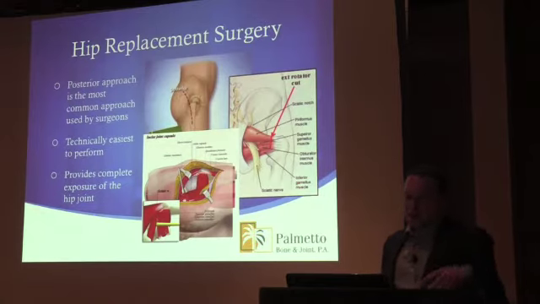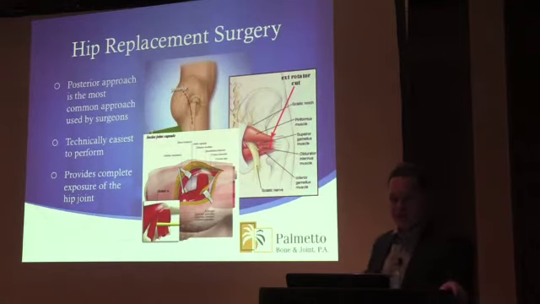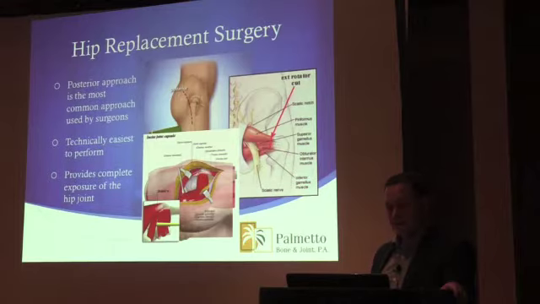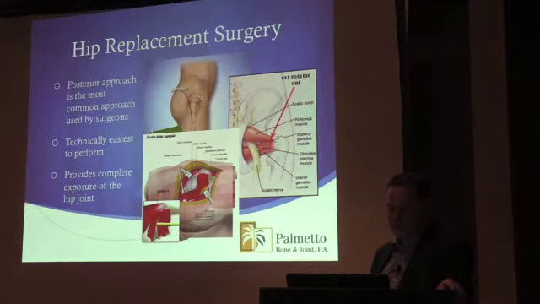All right, so when we talk about the different approaches for hip replacement surgery, the posterior approach is the most commonly used approach by most surgeons. Part of the reason is it's technically the easiest, because it provides complete exposure to the hip joint. You can see on these pictures, it's usually a pretty large incision on the back part of the hip, but there are multiple muscles that cover the hip joint, and you have to cut through all of those in order to replace the hip.